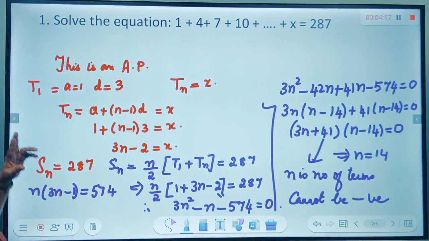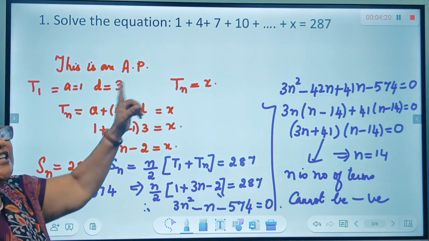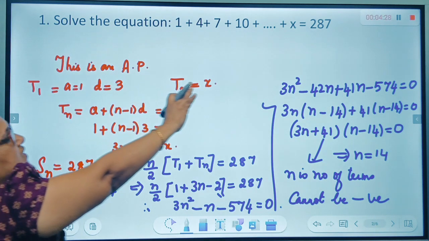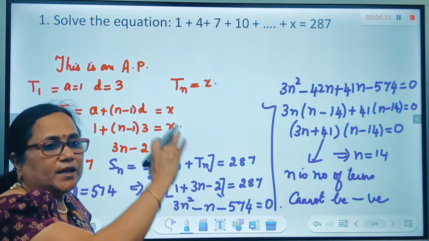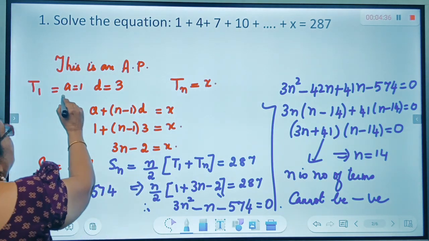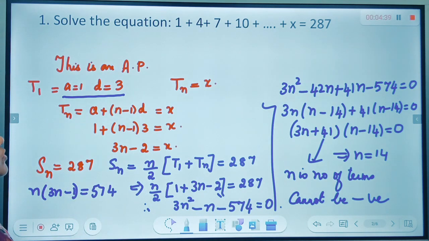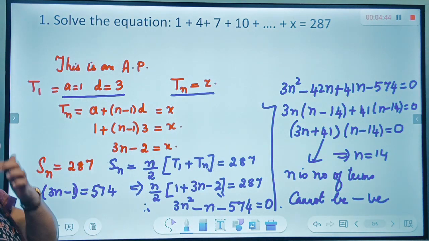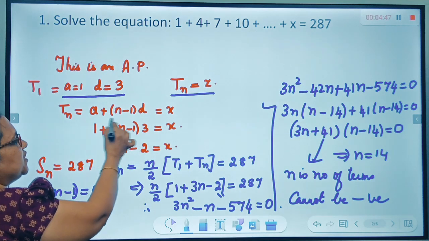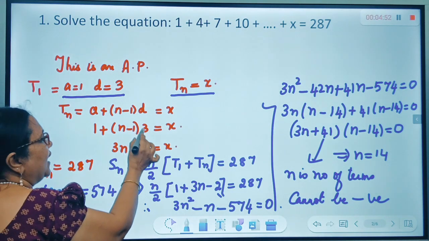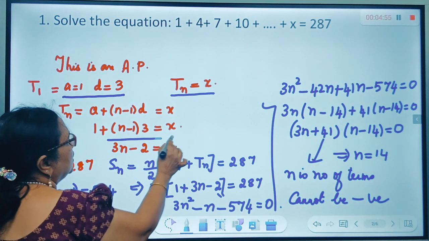So you are asked to solve an equation, which means finding the unknown, which is x. In this case, it is the last term or the nth term. You can clearly identify that this sequence is an arithmetic progression whose first term is 1 and common difference is 3. So a equal to 1, d equal to 3. What is x? It is the last term, so nth term is x. We have a formula for nth term, which is a plus n minus 1 into d, which is x. Substituting for a and d, you get 3n minus 2 equal to x.